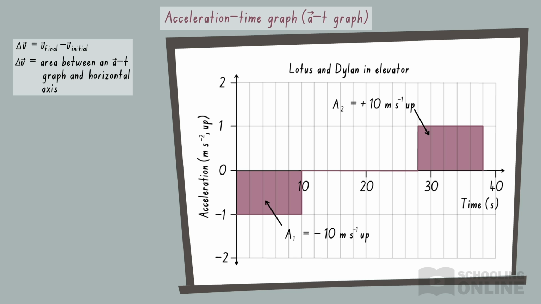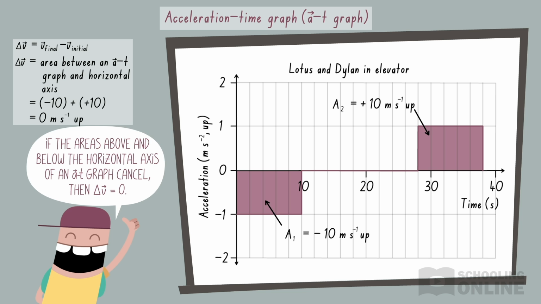Taking a step back, we notice that the lift starts and finishes at rest, so its overall change in velocity is 0. This brings us to another key point. If the areas above and below the horizontal axis of an acceleration time graph cancel out, the total change in velocity is 0.